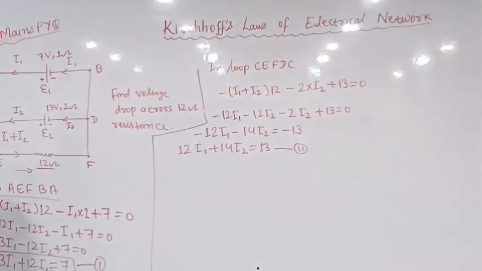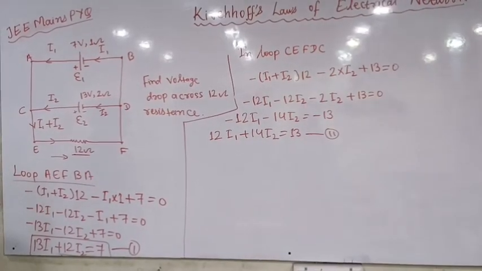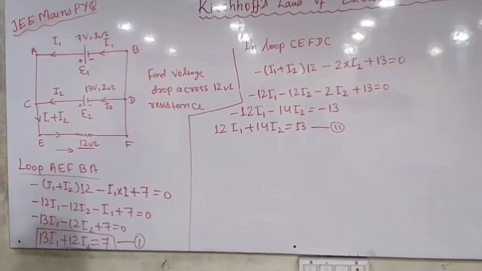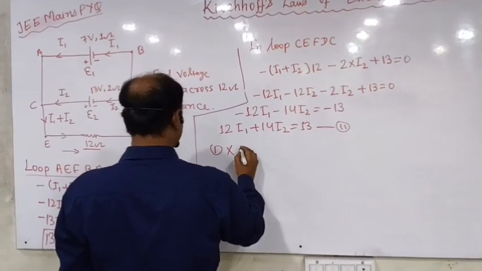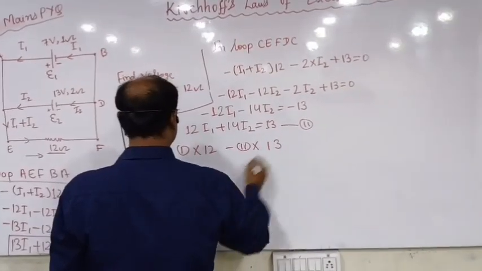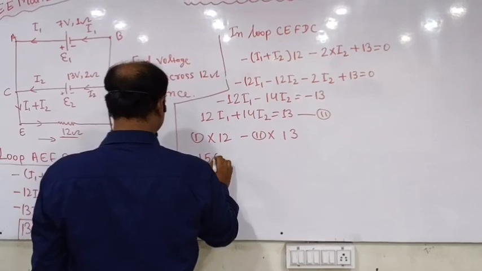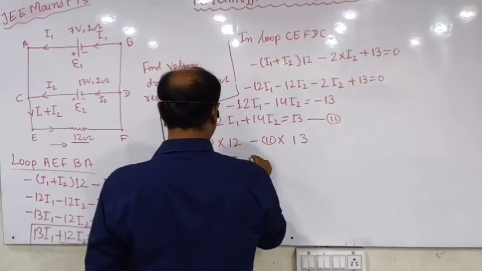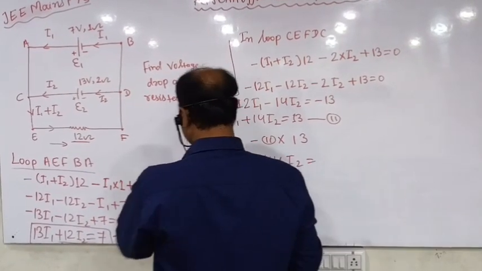So we have to solve these two equations. Now we solve by the elimination method. You already studied in 10th class how to solve these linear equations. We multiply the first equation by 12 and the second equation by 13. So 12 into 13 is 156 I1 plus 12 into 12 is 144 I2, and 12 into 7 is 84.